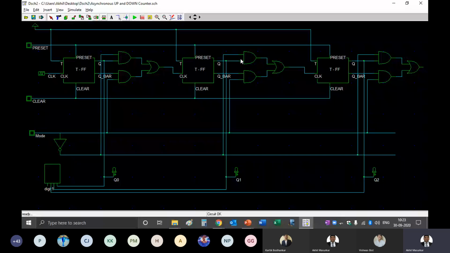And you can see the T input of all the flip-flops is connected to logic 1. That is the way to put a T flip-flop in toggle mode. Toggle means respond only with clock, and respond only when the clock changes from 1 to 0 and not 0 to 1. Response at 1 to 0 is called negative edge trigger. So basically this is a negative edge triggered T flip-flop.